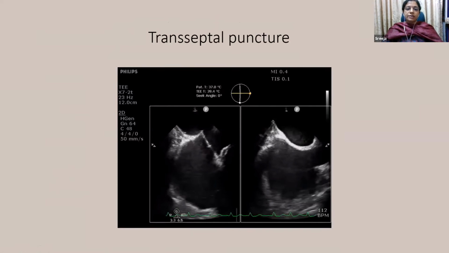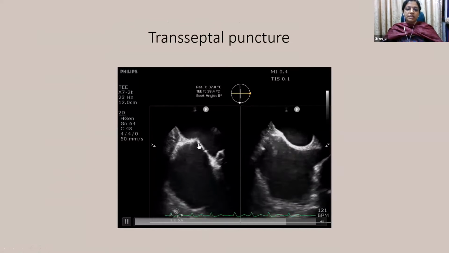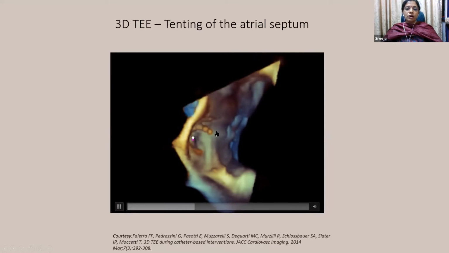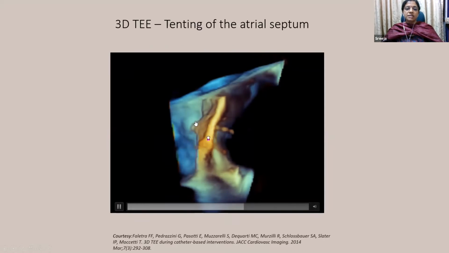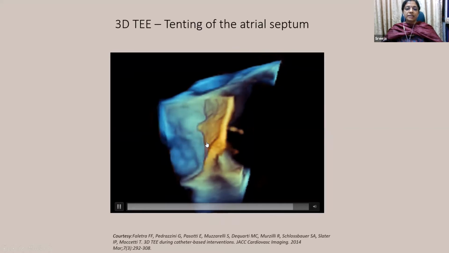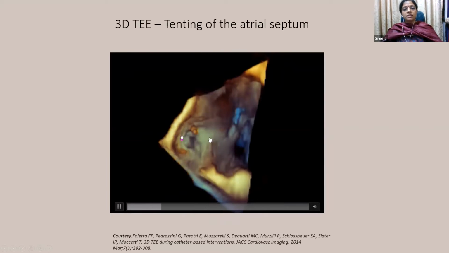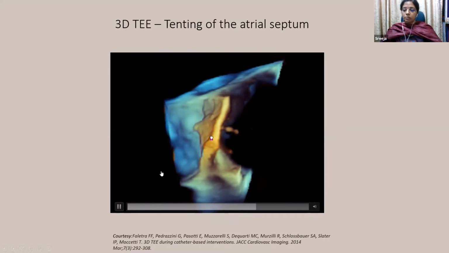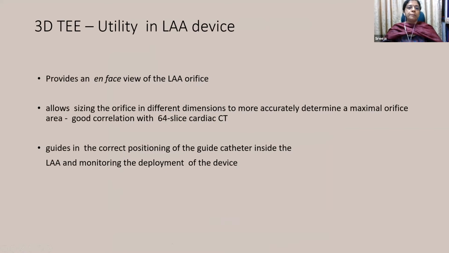So here you can see a transeptal puncture and tenting of the septum, which is seen in 2D TE. In a 3D TE, this is the image which we get. This is the tenting of the catheter, which is seen on the left atrial side as a tent like this. However, since there is no contrast in the background, it is a little difficult to appreciate, and so many interventionists don't prefer doing it under 3D TE.